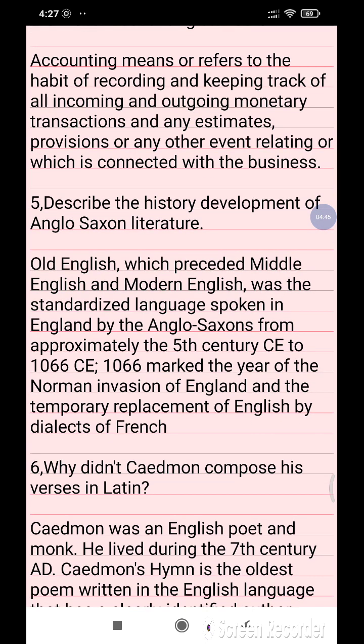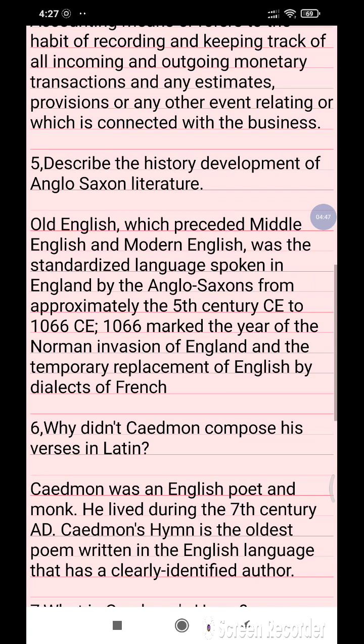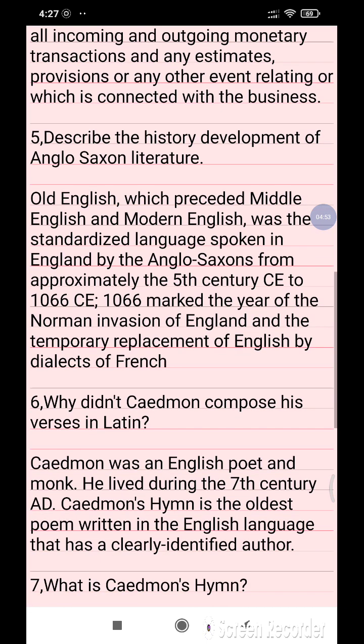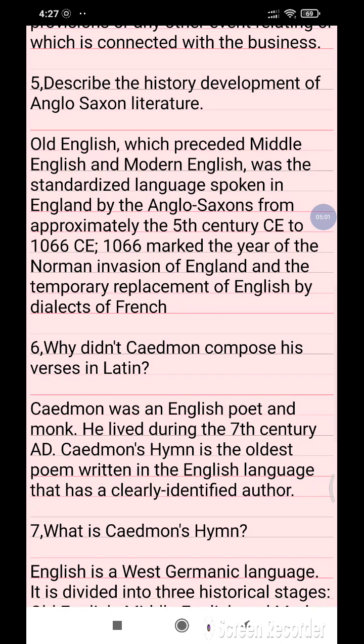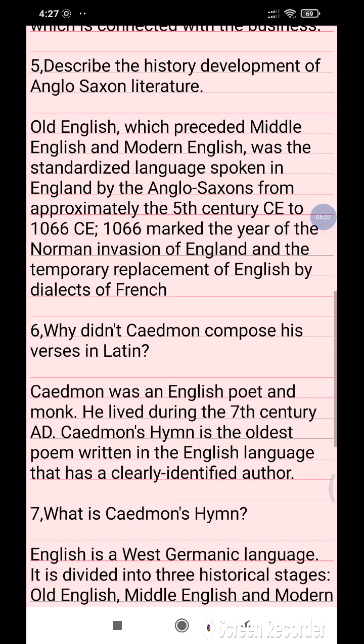Describe the history and development of Anglo-Saxon literature. Old English, which preceded Middle English and Modern English, was the standardized language spoken in England by the Anglo-Saxons from approximately the 5th century CE to 1066 CE. 1066 marked the year of the Norman invasion of England and the temporary replacement of English by a dialect of French.